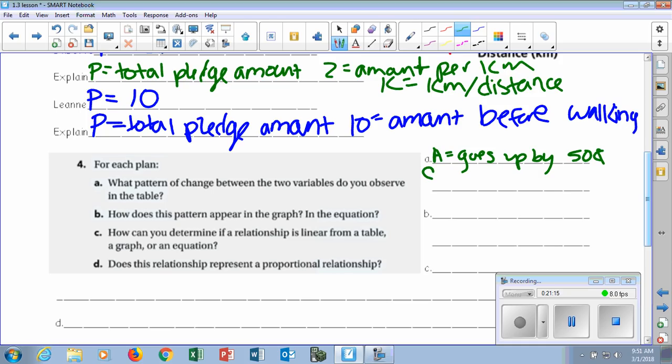Perfect. And I'll put G for Gilberto. Brayden? Goes up by $2. Yeah, it increases, either one, by $2. Perfect. And then lastly, we have Leanne. I'm going to put it right above Elena here. It goes up by 0, or we can say it remains the same. There's no change. Because it doesn't really go up, it just stays the same.